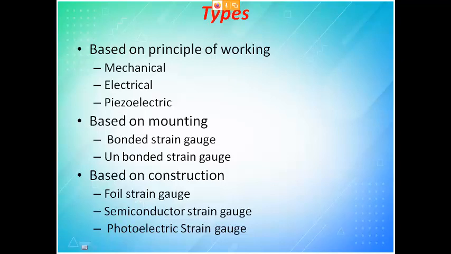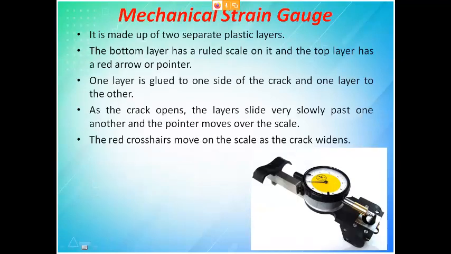Now let us start with the first one, the mechanical strain gauge. In a mechanical strain gauge, one end will be fixed and the other end will be subjected to the force. According to the amount of force, the needle will rotate, and you will be able to see it on your scale. This is made up of two separate plastic layers.